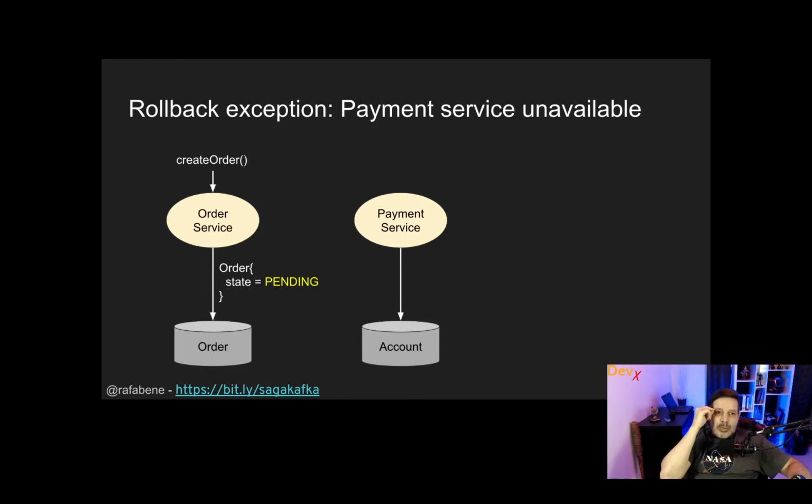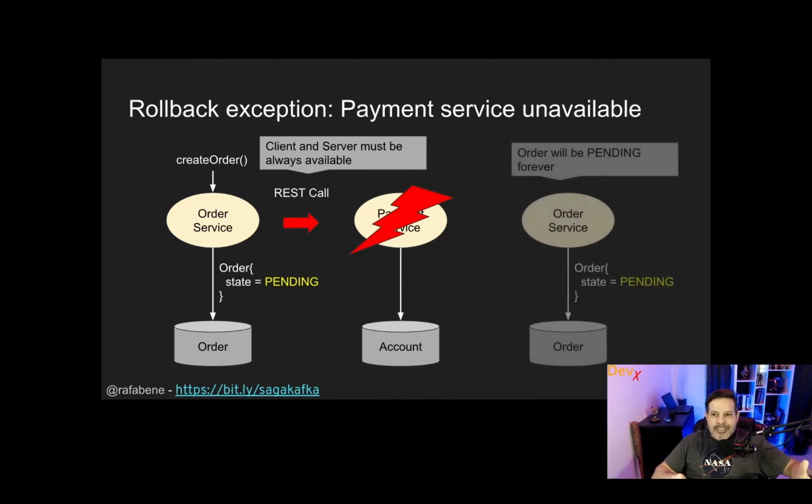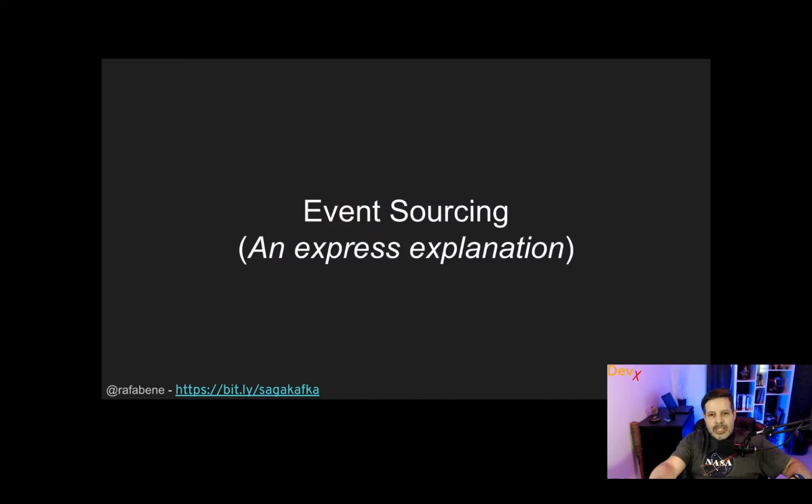But in a synchronous scenario, we have a problem here. So we have the order pending, and we ask the payment service to proceed with the payment. And what happens if the payment is offline? In a synchronous call, that will be pending forever, because the payment was never able to complete or to decline. So that's a problem. That's why we need to go asynchronous. And that's what we will see now in event sourcing.